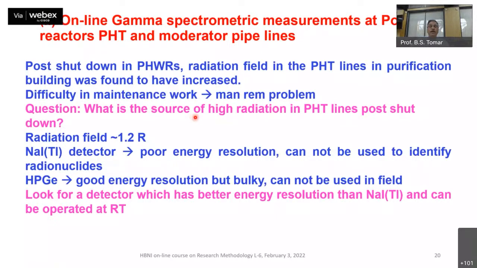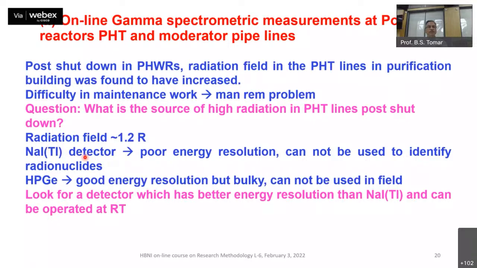And now you see, when we have to plan the experiment, I was told that the radiation field in that area is 1.2 R, very, very high. You cannot work in such an area. So you require a detector system for such a high dose, and it's a humid atmosphere, and there will be a lot of pipelines. So you need a suitable detector to find out the radioisotopes, the gamma lines, to tell what radioisotopes are involved in this.